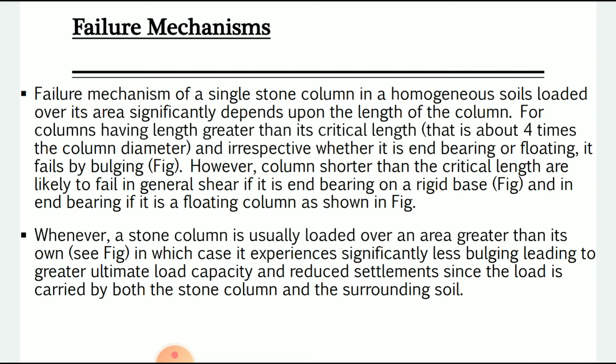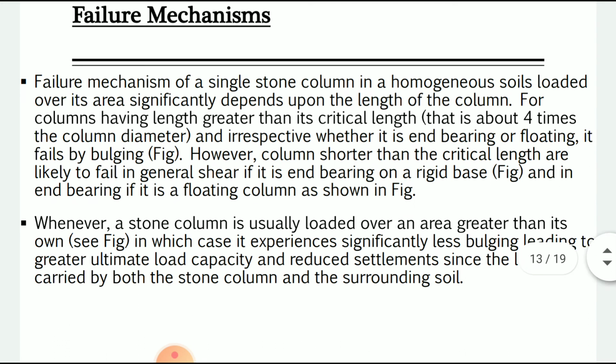For columns having a length greater than the critical length, that is about 4 times the column diameter, irrespective of whether it is end bearing or floating, it fails by bulging. In the next slide we will see the different figures of the failure mechanism. However, columns shorter than the critical length are likely to fail in general shear if end bearing on a rigid base, and by punching if it is a floating column, as shown in the figure.